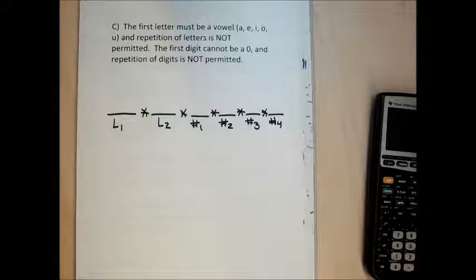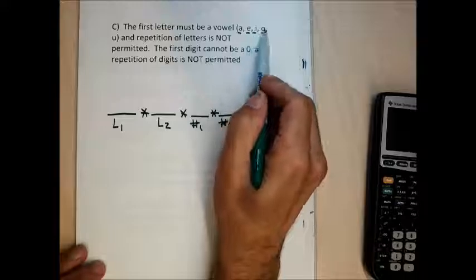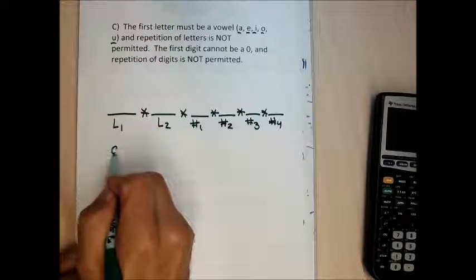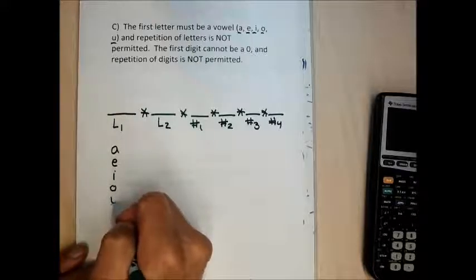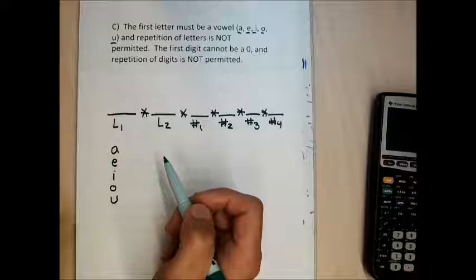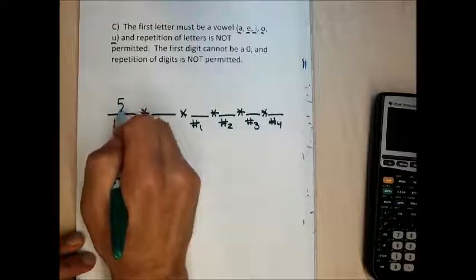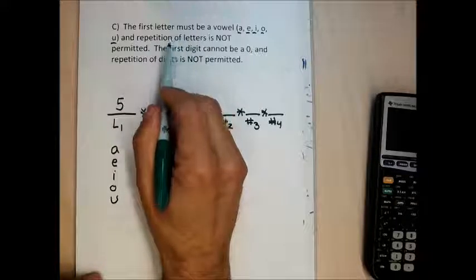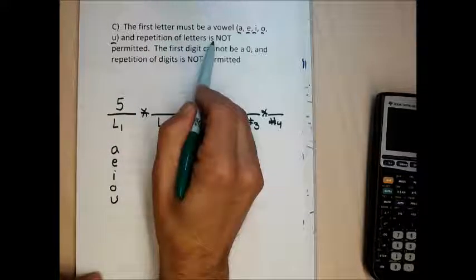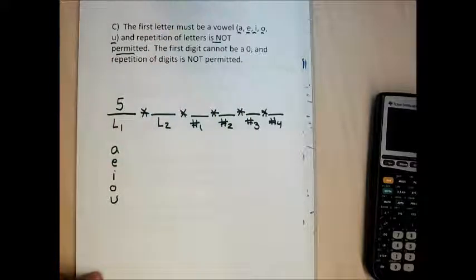But now it gets crazy. The first thing it says is the first letter must be a vowel: A, E, I, O, or U. So for the first letter, the choices I have are A, E, I, O, and U. I'm assuming Y is not a vowel. And for the first letter, because it must be a vowel, I'm going to put a 5 above it, because there's 5 ways that experiment can be performed successfully. And then, still talking about the letters, it says repetition of letters is not permitted, meaning once I use a letter up, I'm not allowed to use it again.